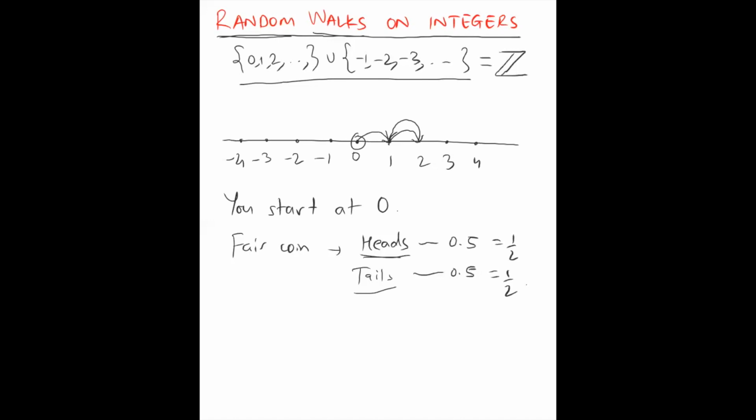And now you could just as well take a biased coin. Say you have a biased coin. In that case, heads is say 0.7 and tails is 0.3.